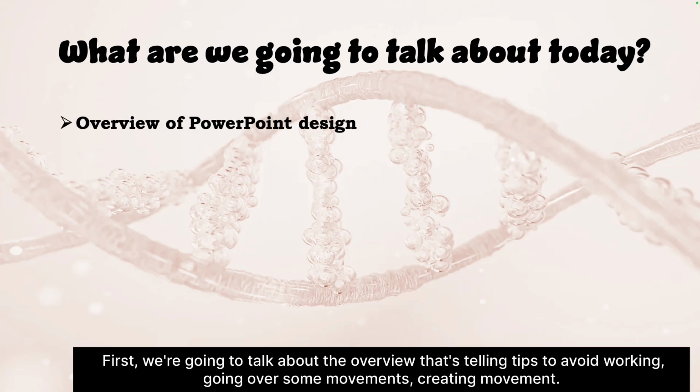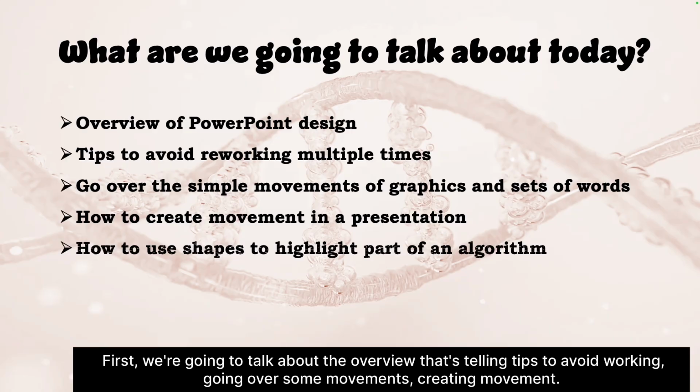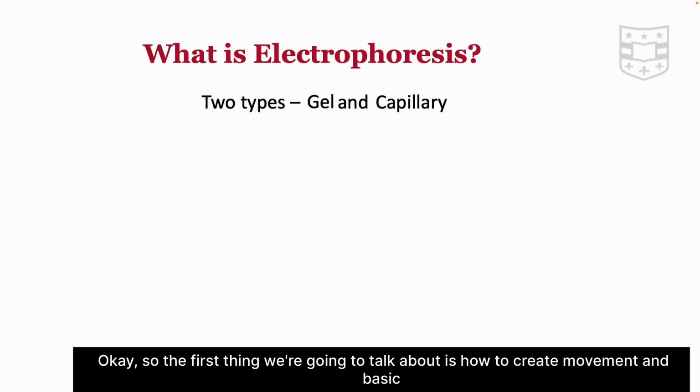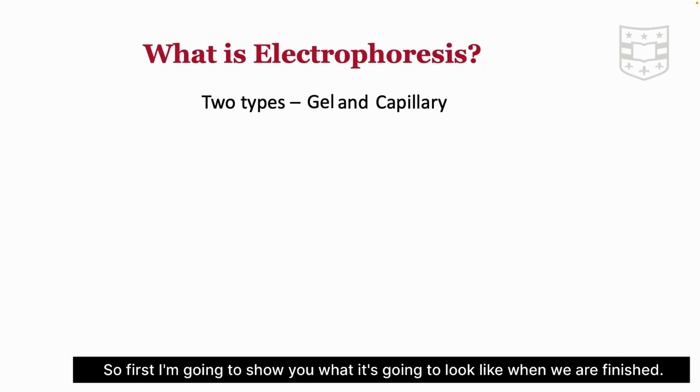First, we're going to talk about the overview of the design, tips to avoid reworking, going over simple movements, creating movement, how to highlight the algorithm, how to use a picture to highlight parts of the algorithm. Okay, so the first thing we're going to talk about is how to create movement and some basic ways that things can move. So first off, we're going to look at this gel and capillary. First I'm going to show you what it's going to look like when we are finished.